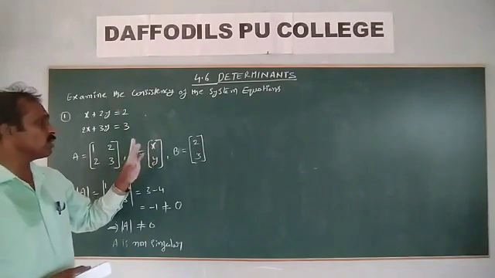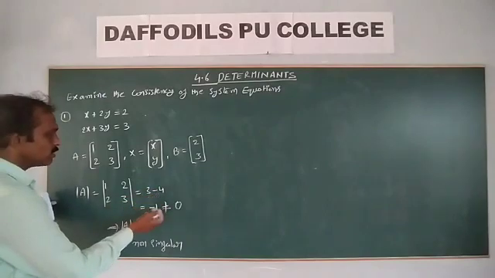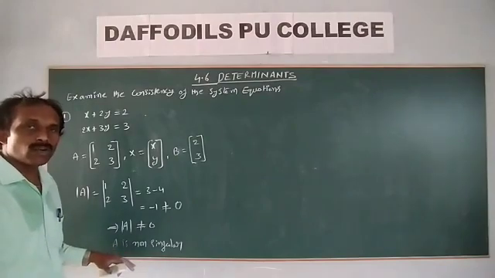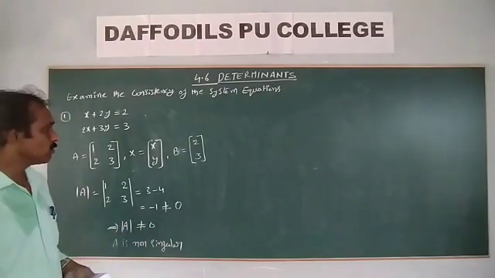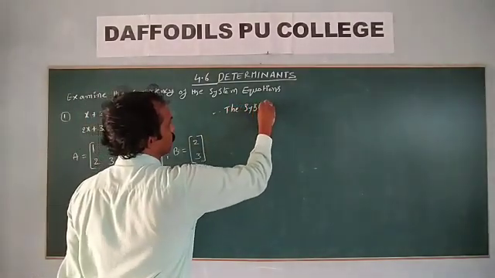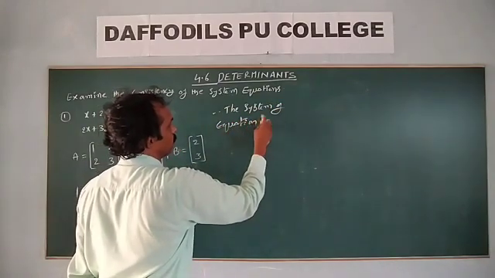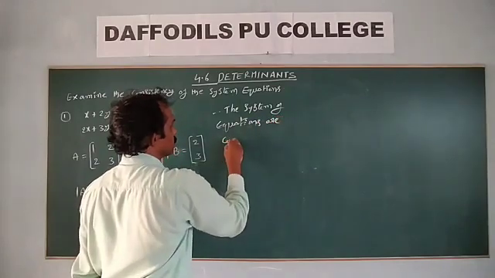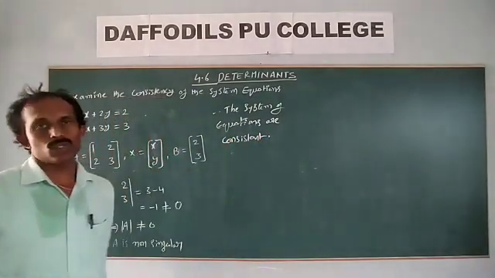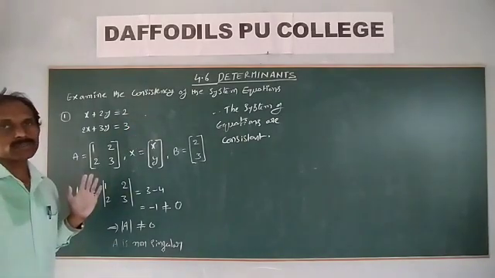Unique solution means x has one value and y has one value. So the determinant is not equal to 0, then A is called a non-singular matrix by definition. Therefore the system of equations is consistent. It has a unique solution. That is how we examine the consistency.